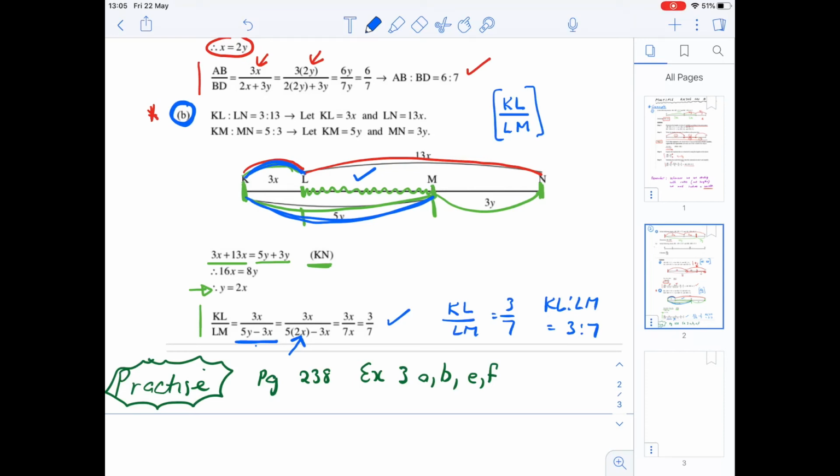And if you can go and practice a few now, we're going to look at 3A, B, E, and F. Once again, the memo will follow tomorrow. Okay, grade 12s, good luck and enjoy it.